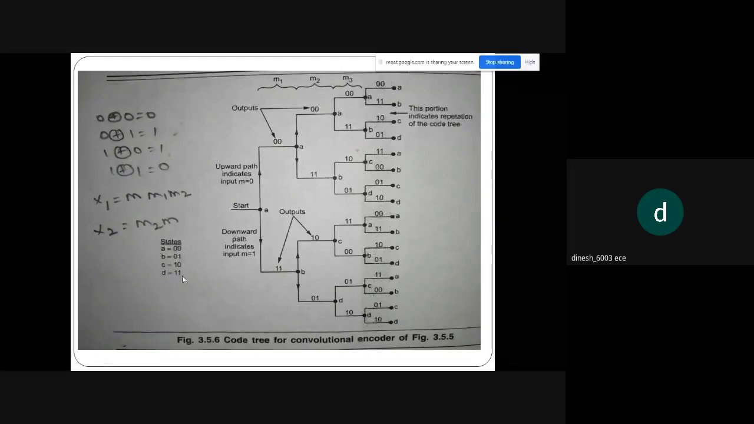00 is A. State A is equal to 00, state B is equal to 01, state C is equal to 10, state D is equal to 11, with outputs. I am writing it here in pencil. You can see on the left side, X1 is obtained due to M, M1, M2. X2 is obtained due to M and M2.